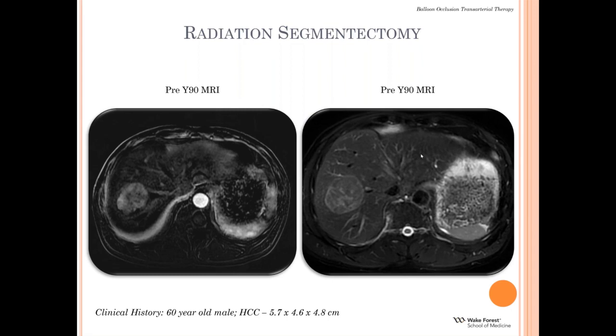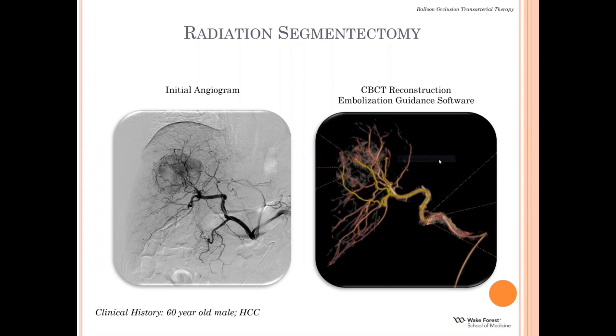In my institution, however, we only use resin microspheres. We don't have glass. And so to do a radiation segmentectomy with resin, you have to really be able to pack in a fair amount of particles to get enough radiation into the tumor area. Now, with flex dosing that's recently become available, it's not as much of a problem. But historically, this has been an issue using resin for radiation segmentectomy. So with this case, this is a typical case that we're going to do.